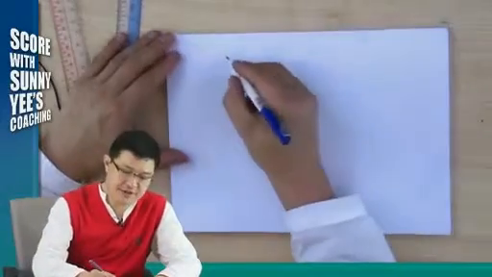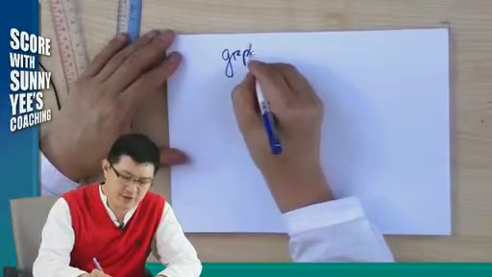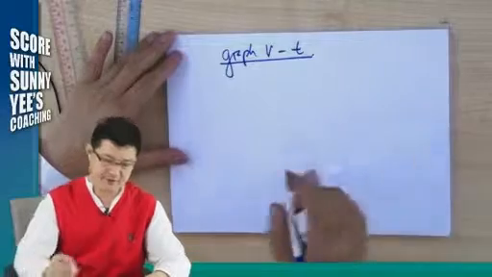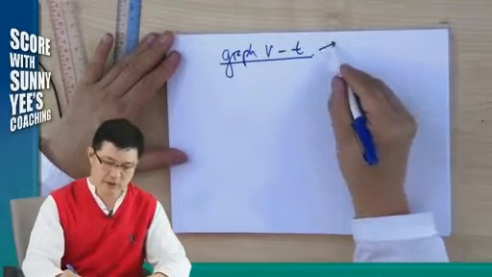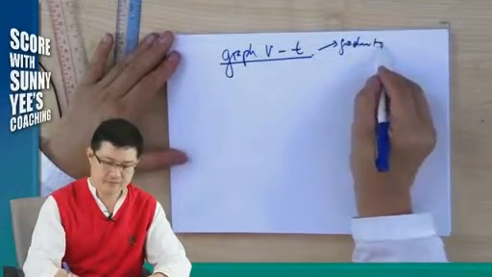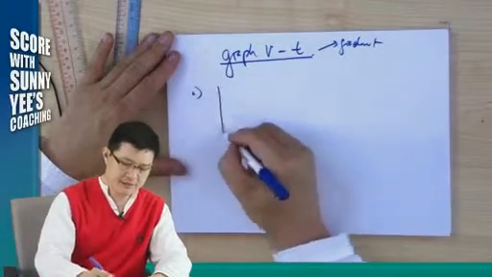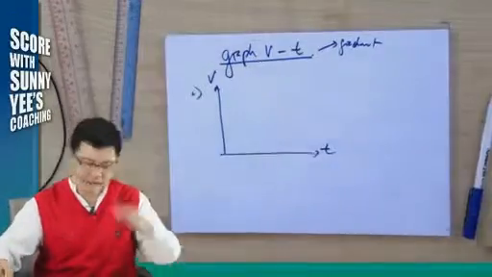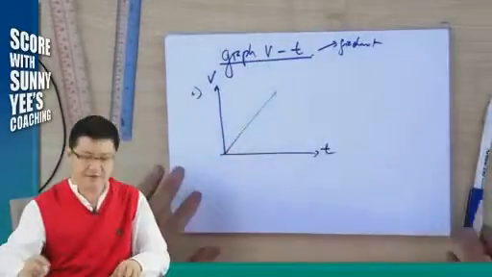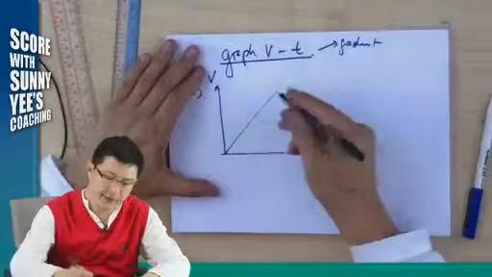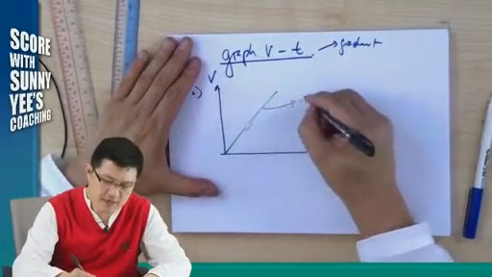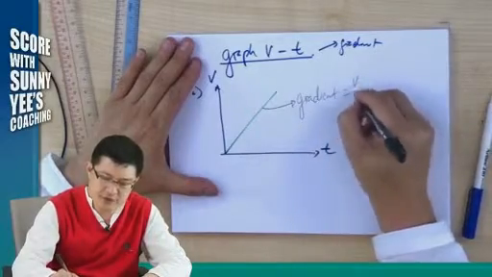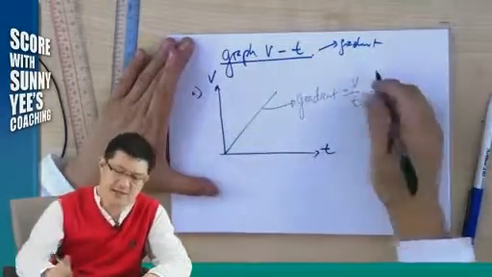The second graph is the graph of velocity versus time. Remember, always look at the gradient. Say I have this velocity-time graph, and it is a straight line graph going upwards. First of all, ask yourself about the gradient, V over T, velocity divided by time.